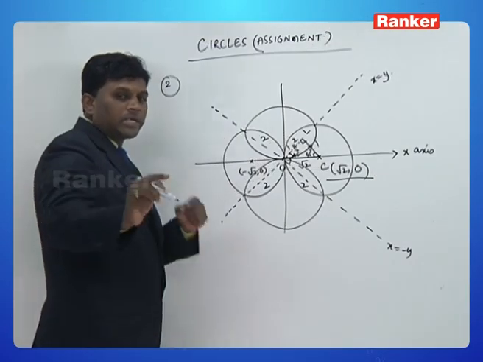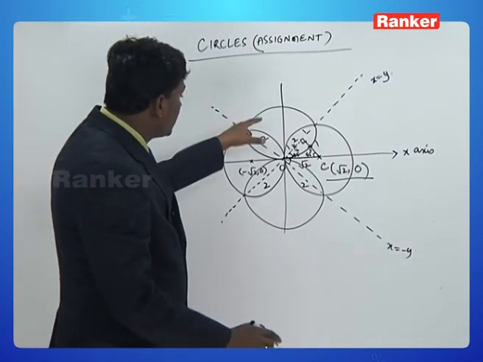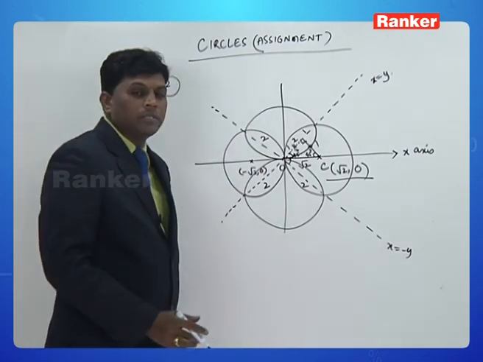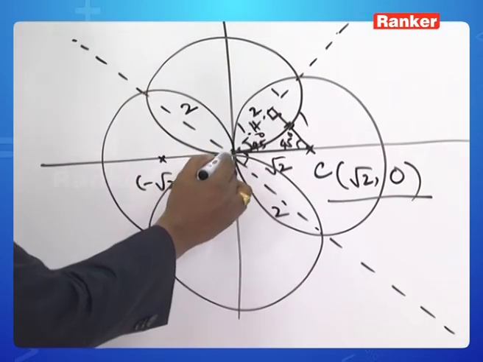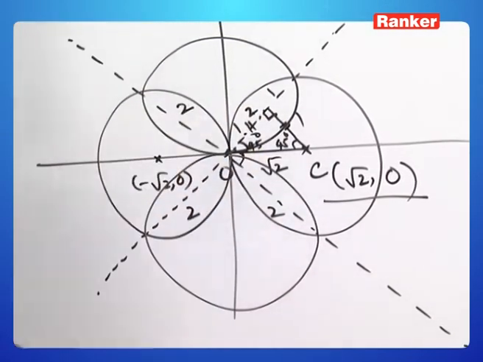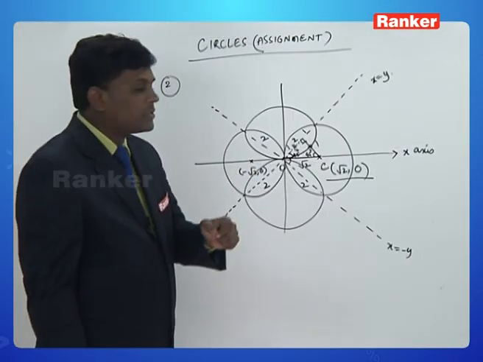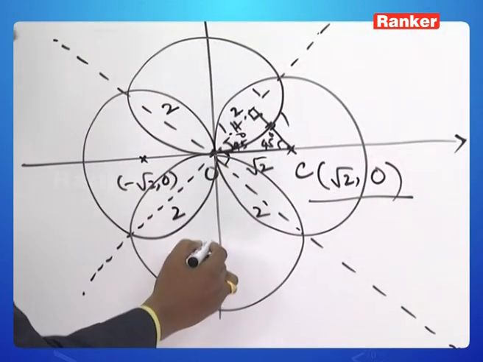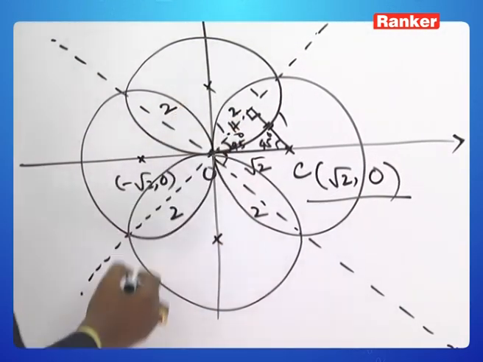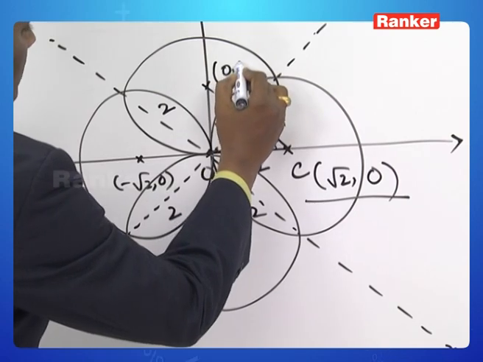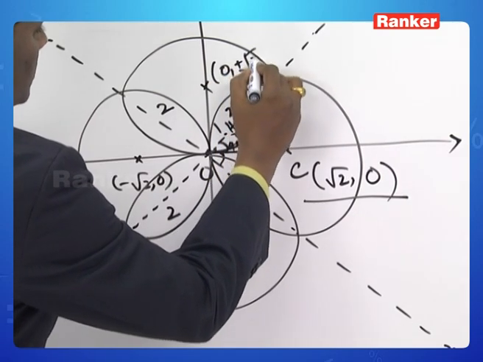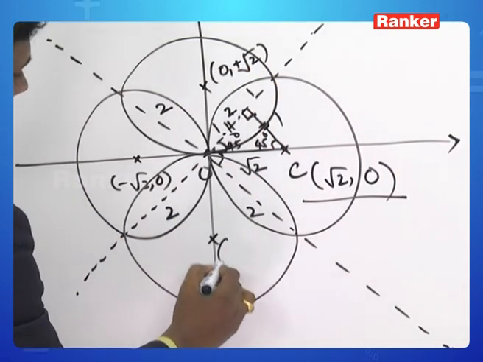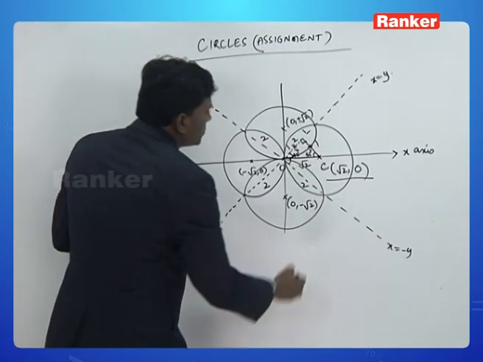Like this, satisfying the given conditions, we can get exactly 4 circles which are passing through the origin and making equal intercepts, 2 units on each of these lines. And coming to the last 2 cases, the center lies on the y-axis, that's why the centers will become (0, root 2) and (0, minus root 2).